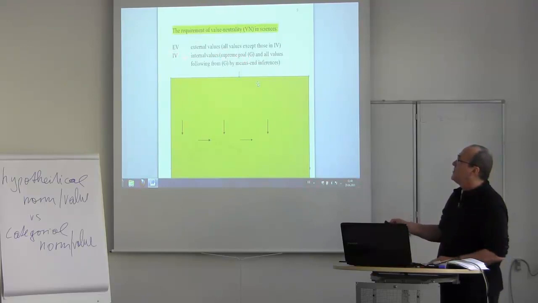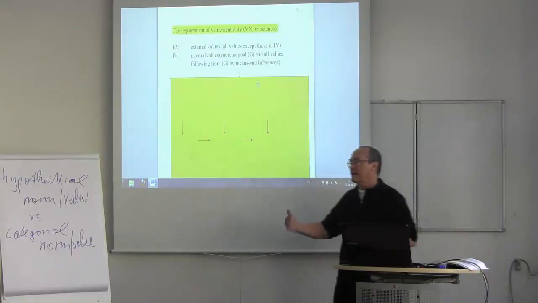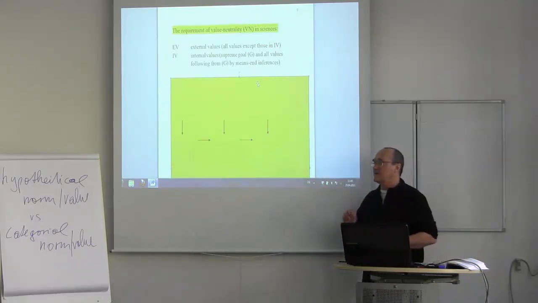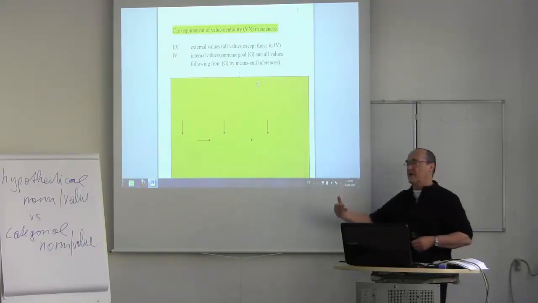And these are called the internal values of science. To the internal values of the sciences belongs the supreme goal of the sciences and all values which follow from this supreme goal by means-end inferences. So, for instance, you should collect data, which is also a scientifically internal value, because that's a necessary means for finding contentful, rich truth. Or you should find out what the logical consequences of a hypothesis are. It's all internal value.